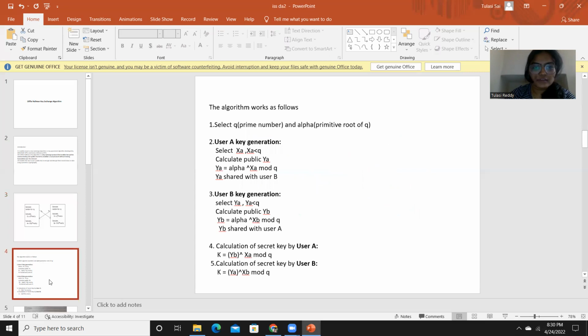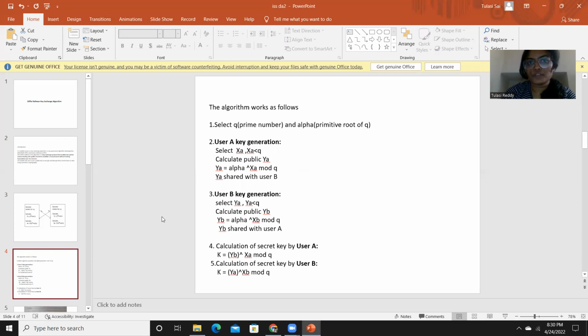So next are the steps. First, we have to select a prime number Q and then alpha, which is a primitive root of Q. Alpha should be less than Q. Then key generation for user A: select a private key XA. Here XA should be less than Q. Now calculation of public key: YA is equal to alpha to the power of XA mod Q.